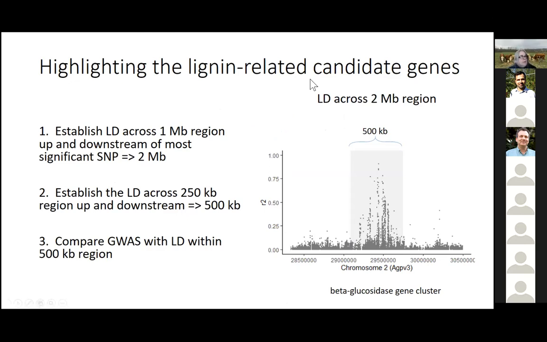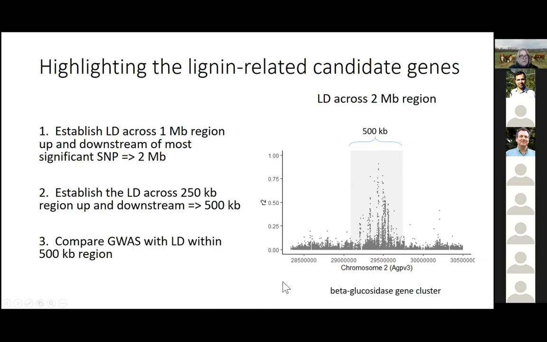So I established LD across 1 megabase pair. 1 megabase is up and downstream of the most significant SNP. So I took that most significant SNP and I said, what is the LD of all the SNPs upstream and downstream? So I got this 2 megabase region where you're looking at LD in relation to that most significant SNP association. And then I looked within 500 kb. This shaded area here is a 500 kb region, 250 kb up and downstream of that most significant SNP. And then I compared it with the LD.